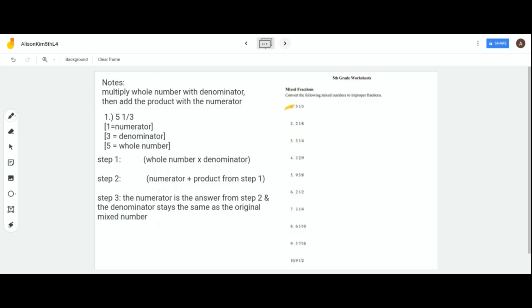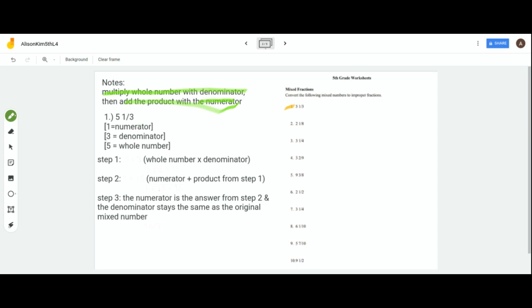First, we're going to start off with mixed fractions. For mixed fractions, you have to remember that you multiply the whole number with the denominator, then add the product to the numerator. We're going to do number 1 together.